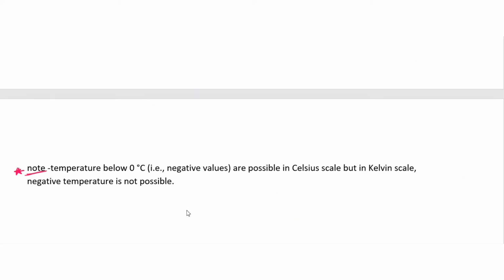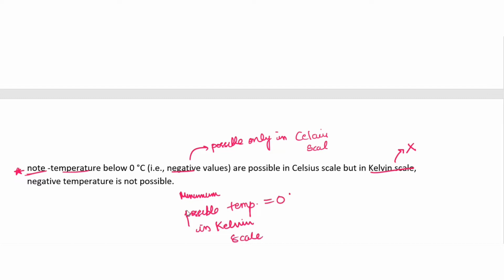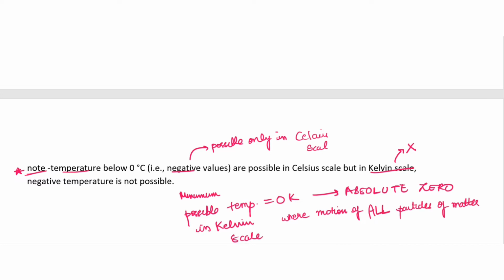When you remember this, all the conversions related to the different temperature scales will become easy. Now here we have to note an important point. Negative temperatures are possible only in the Celsius scale but not in the Kelvin scale, because the lowest value in the Kelvin scale is 0 Kelvin. That is the absolute zero, where the motion of all particles of matter stops and there is no interaction at all. So there are no negative temperatures in the Kelvin scale, whereas it is possible in the Celsius scale.